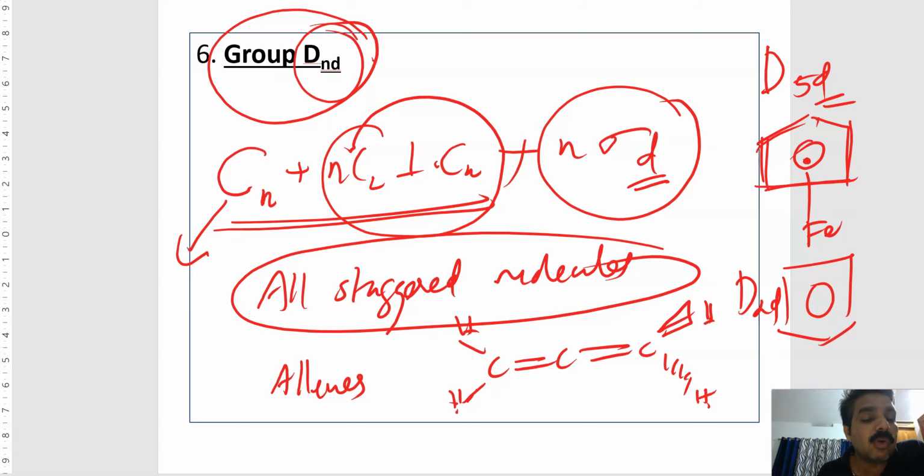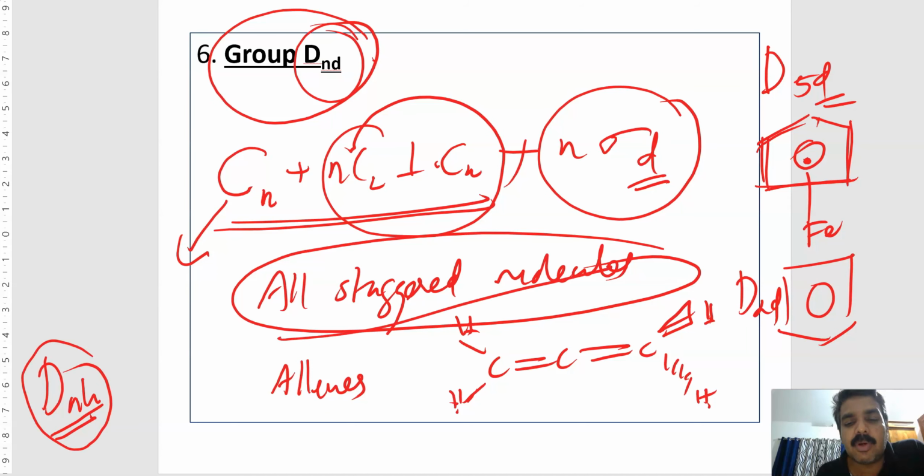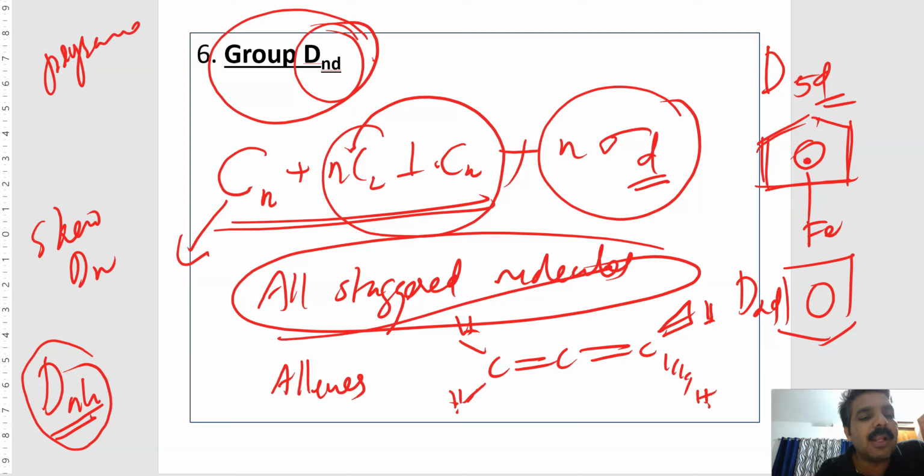All planar molecules belong to Dnh. I already told you. All planar molecules belong to Dnh. All staggered molecules belong to Dnd. All skew type molecules belong to Dn. And pyramidal molecules, I told you, belong to Cnv. So if you study these categories, you can easily predict the point group of a molecule in the examination.